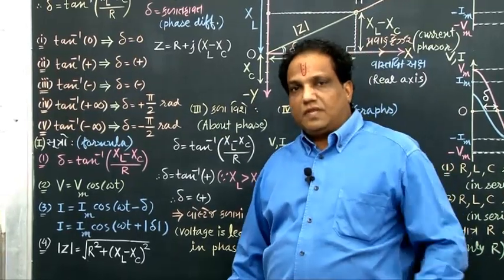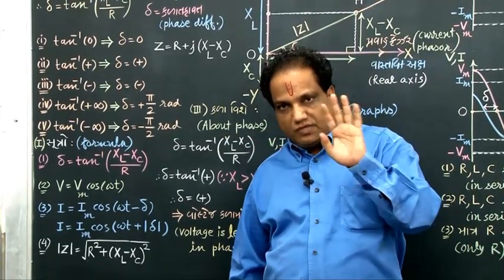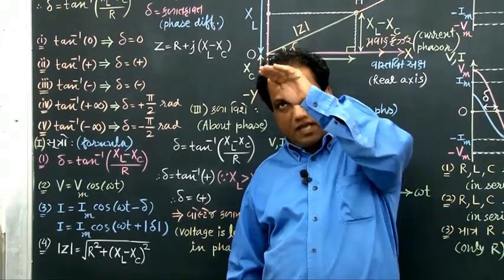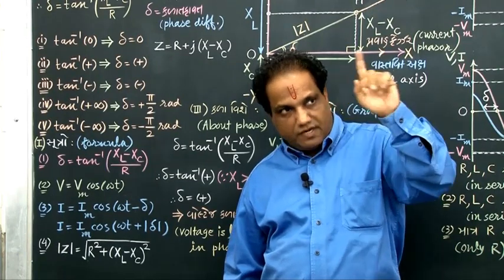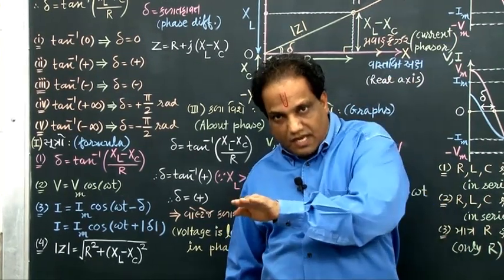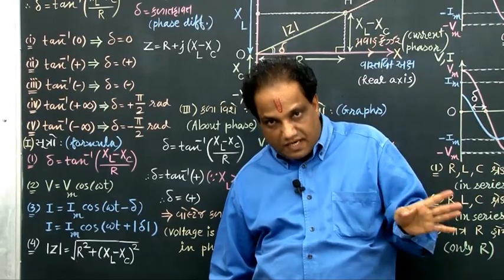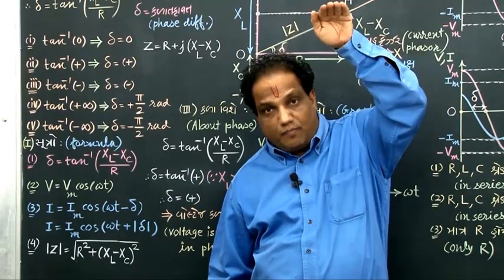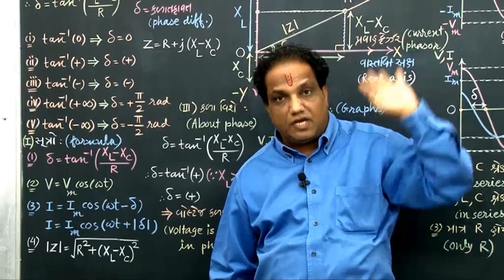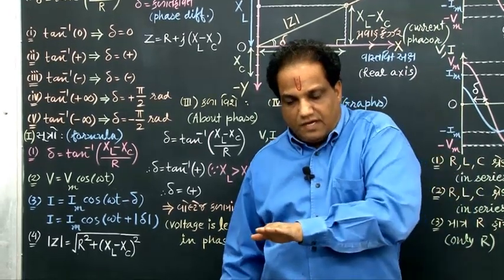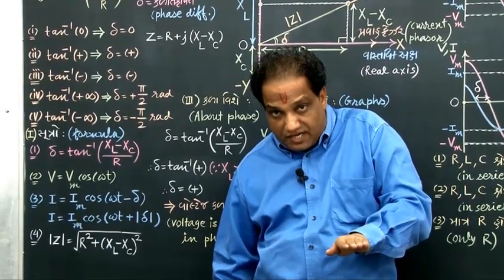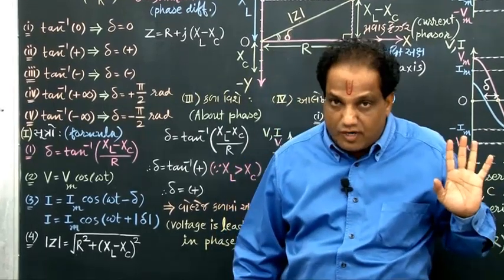I repeat, tan inverse of 0, delta is 0. Tan inverse of a positive number, delta is positive. Tan inverse of a negative number, delta is negative. Tan inverse of plus infinity, delta is plus pi by 2 radian. Tan inverse of minus infinity, delta is minus pi by 2 radian.